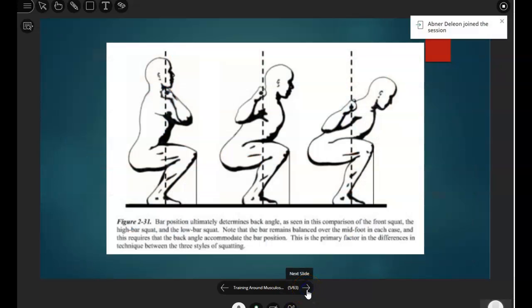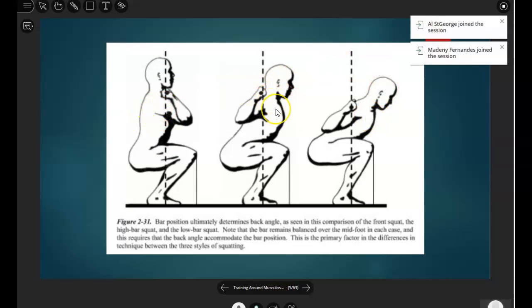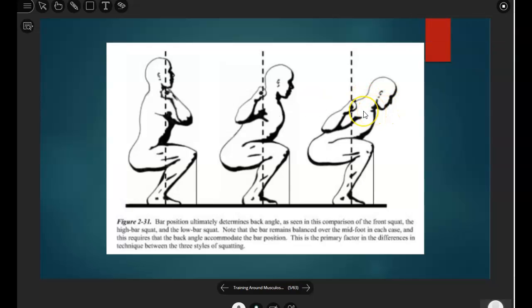Okay, now let's do another one. You have 3 different squat variations. In this picture we have a front squat, a high bar back squat, and a low bar back squat. Which one do you think is going to put more stress on the low back? A is front squat, B high bar back squat, C low bar back squat. Yeah, great. So if somebody has low back pain, which one would you probably want to avoid? Probably C.